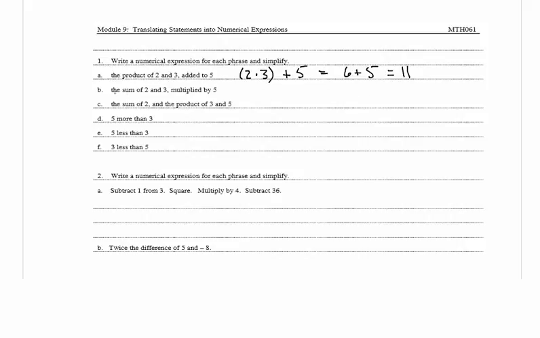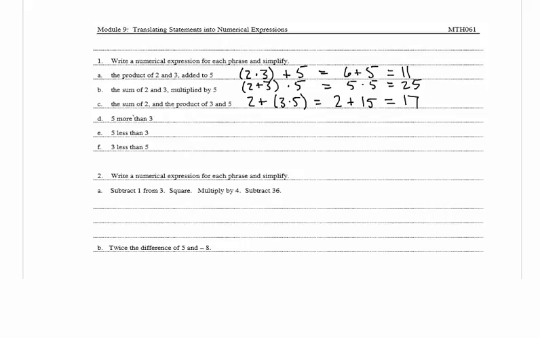In B, we have the sum of 2 and 3 multiplied by 5. So now we have 2 plus 3 times 5. 2 plus 3 is equal to 5, times 5 is equal to 25. In C, we have the sum of 2 and the product of 3 and 5. So we have 2 plus, the product of 3 and 5 is 3 times 5, and this is equal to 2 plus 3 times 5 is 15, and 2 plus 15 is equal to 17.